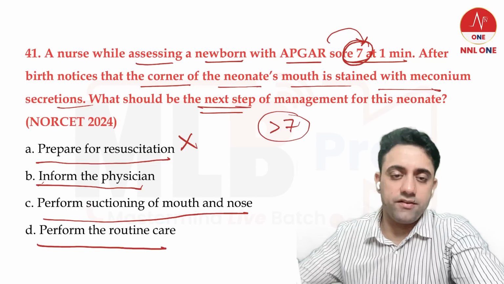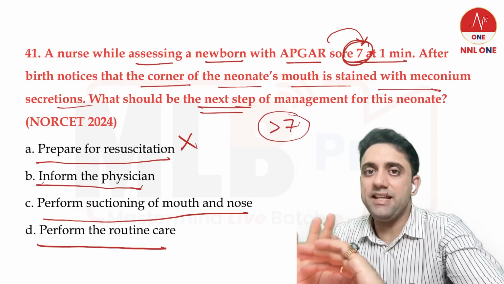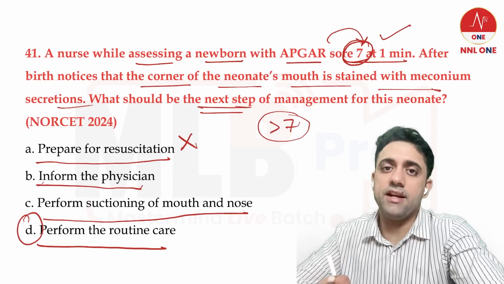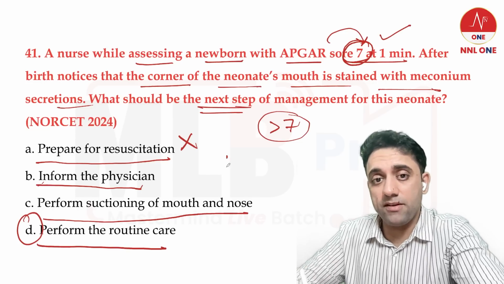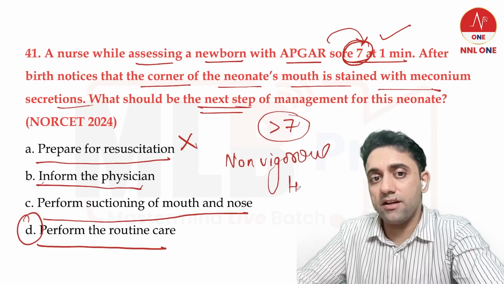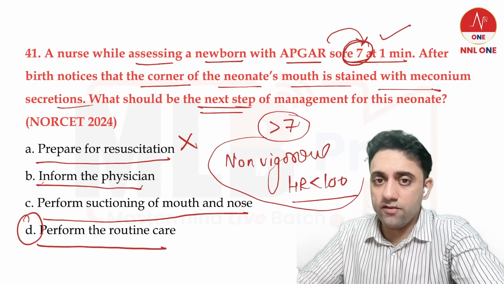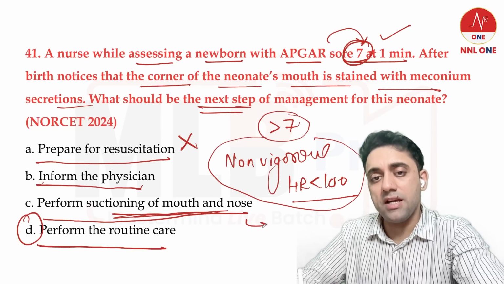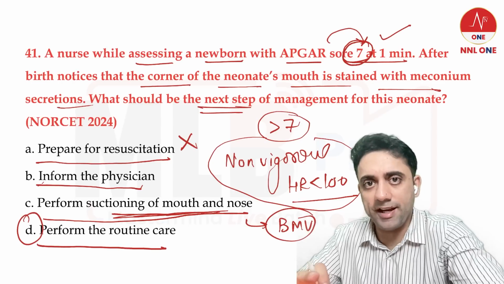Very importantly, if the baby is a healthy, good baby with an Apgar of 7, then the answer here is to perform the routine care. If this baby was a sick baby, a non-vigorous baby, what is a non-vigorous baby? Heart rate less than 100. If the baby was non-vigorous, then I would suction the mouth and the nose, followed by bag and mask ventilation. Heart rate less than 100, we always do bag and mask ventilation.